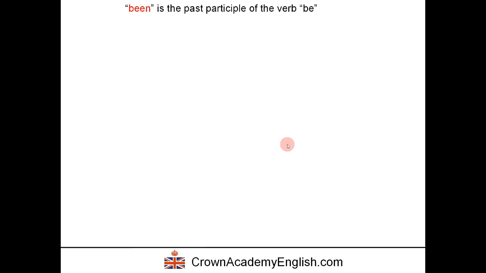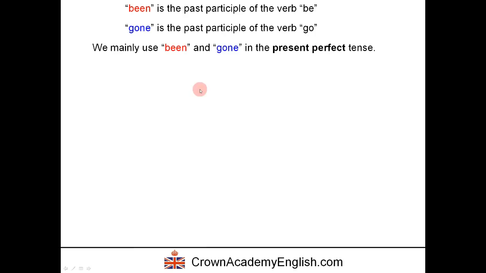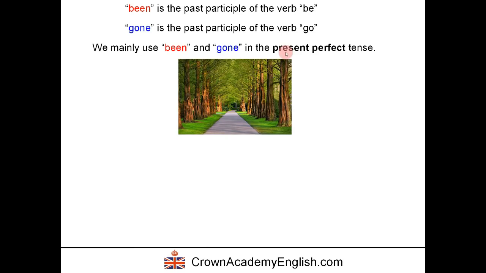So, been is the past participle of the verb be. And gone is the past participle of the verb go. And we mainly use been and gone in the present perfect tense. Okay, the present perfect. So let's do a very quick revision of the present perfect.